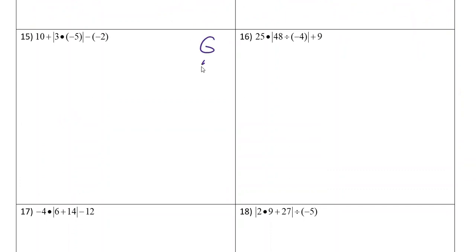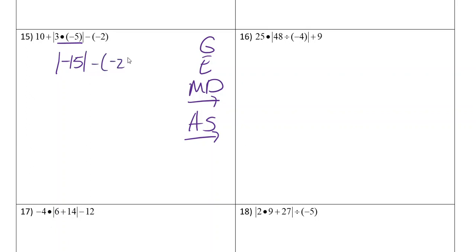So I have grouping, exponent, multiply, divide, add, subtract. So grouping first. So that's 3 times negative 5, which will give me negative 15. Still an absolute value. Make sure you don't make them curve. Make sure you keep them straight. Absolute value of negative 15 would be positive 15 because it's the distance from 0.